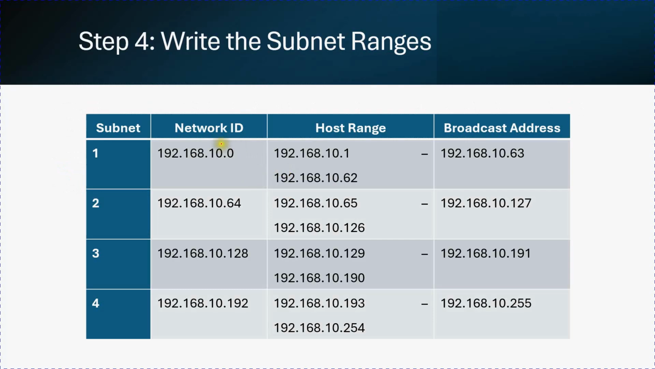So 0 is the first network ID of yours. The second network ID of yours is 64, then 128, and so on. You can split it out. So the first network ID is 192.160.10.0 to 63. Why? The first IP and the last IP you are going to exclude: the first IP is for your network IP, the last IP is for your broadcast IP.